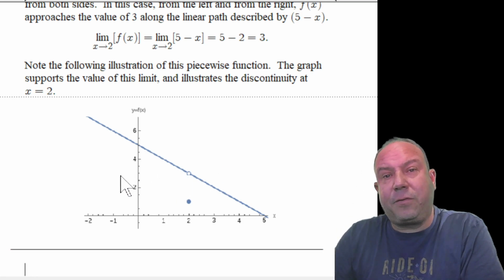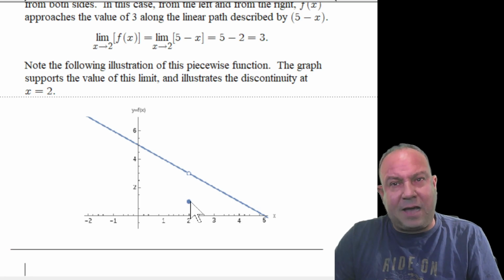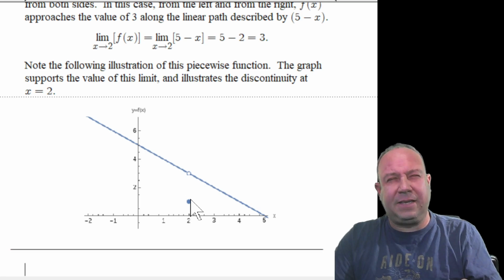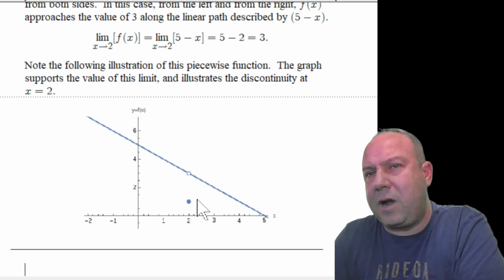This limit of 3, for the left and the right approach that we see along this line, is not the dependent value of the function f when we are at the independent value of 2. It is not this value of 1, the value of f where we are defined at the value of 1. It fails that third criterion.